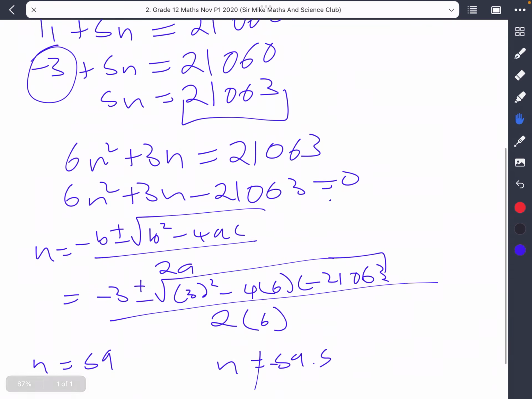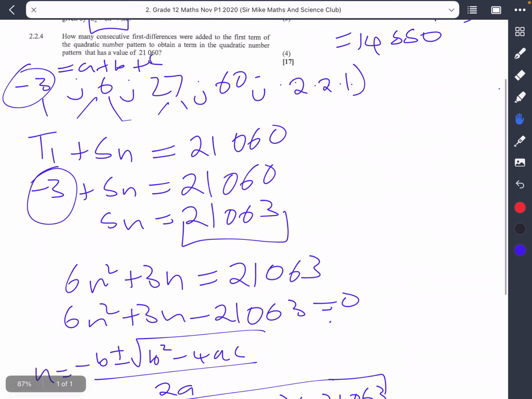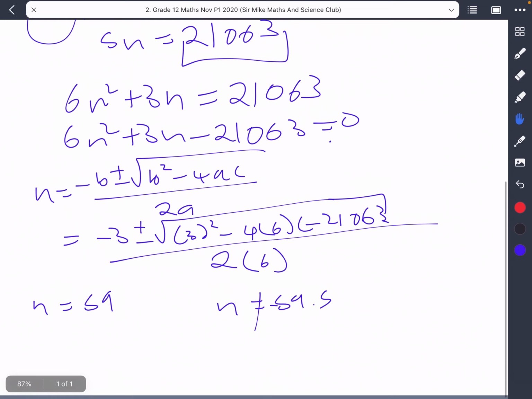So in answering that question, they said how many consecutive first differences were added to the first term of the quadratic number pattern to obtain a term in the quadratic number pattern that has a value of 21,063. So how many consecutive first differences? That would be 59 consecutive first differences in this case.